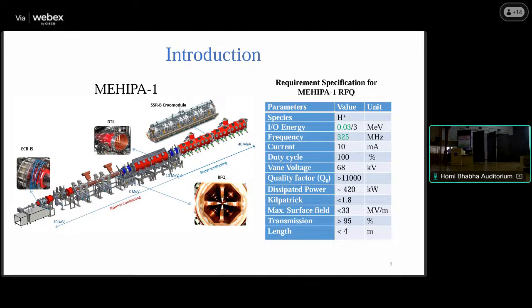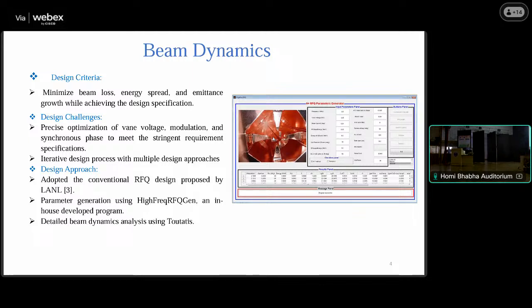So all these parameters have to be varied very precisely so that we meet all the stringent specifications, while at the same time minimizing beam loss, energy spread, emittance growth, etc. We have adopted the conventional RFQ design approach proposed by LNL. The RFQ is divided into 4 segments, as we all know. For parameter generation, we developed an in-house parameter generation program, and its output goes to LATTICE for iterative beam dynamics studies.